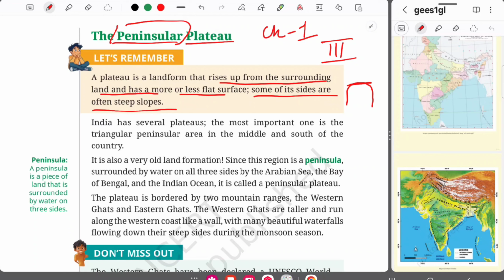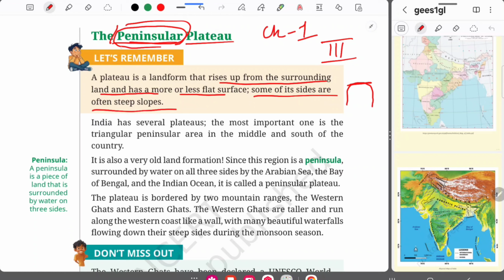And where do we have plateaus in our country? Especially in the south, the Deccan Plateau, the biggest plateau that we have, and in the northeast, that is in Meghalaya. You can see plateaus there, and that is why you can see so many beautiful waterfalls over there. You'll be able to see the images here, given in your book. So we are going to learn about the Peninsular Plateau.